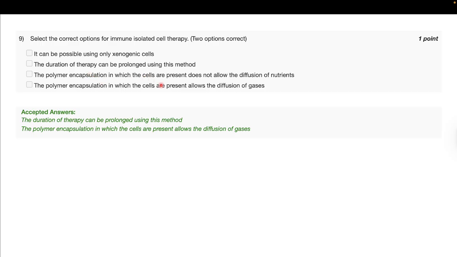Polymer encapsulation in which the cells are present does not allow diffusion of nutrients. That's not correct. It does allow diffusion of gases. That's how the cells inside are living. That's how they can survive the immune isolation. So the correct options are, the therapy duration can be prolonged and the polymer encapsulation allows diffusion of gases. So that's why option 2 and 4. Is this clear?